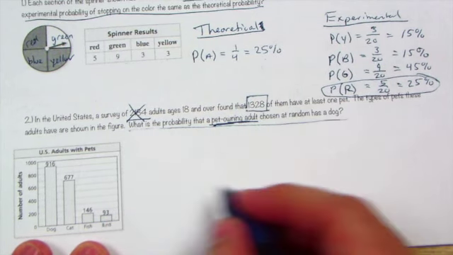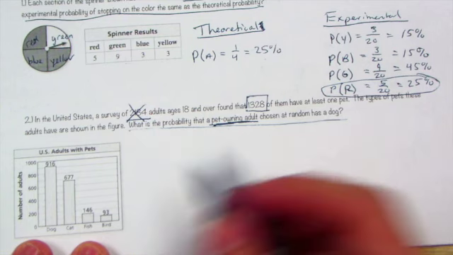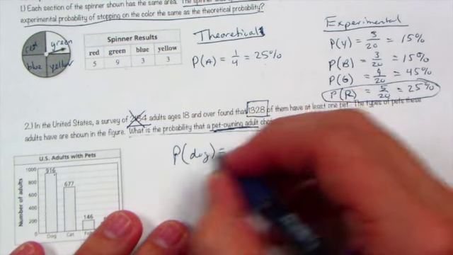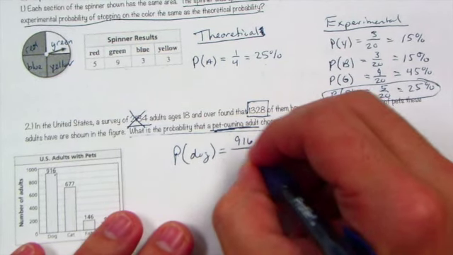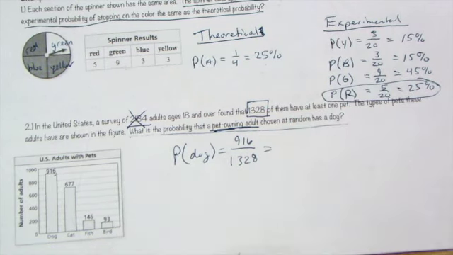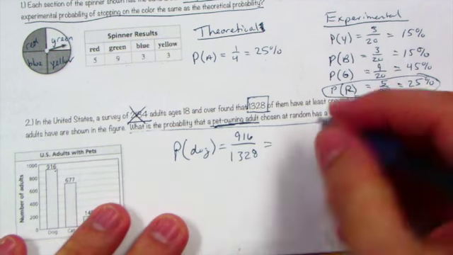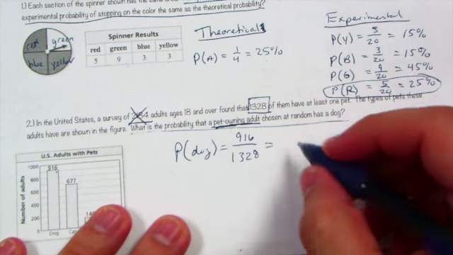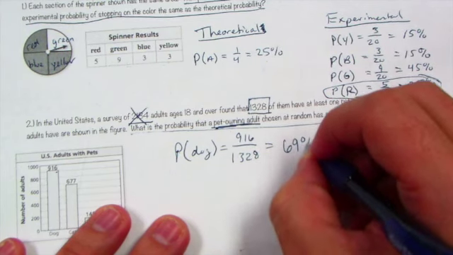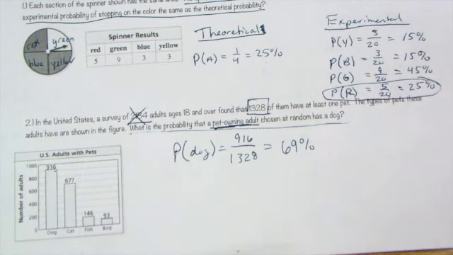So when I'm looking at this, what's the probability that a pet-owning adult has a dog? Well, the probability of a dog is 916 of them have dogs out of 1,328 people that have pets. When I do that and convert it to a percent, it's like 68 point whatever, but it rounds up to 69%. So 69% of U.S. adults with pets actually have a dog. And that is our introduction to probability.